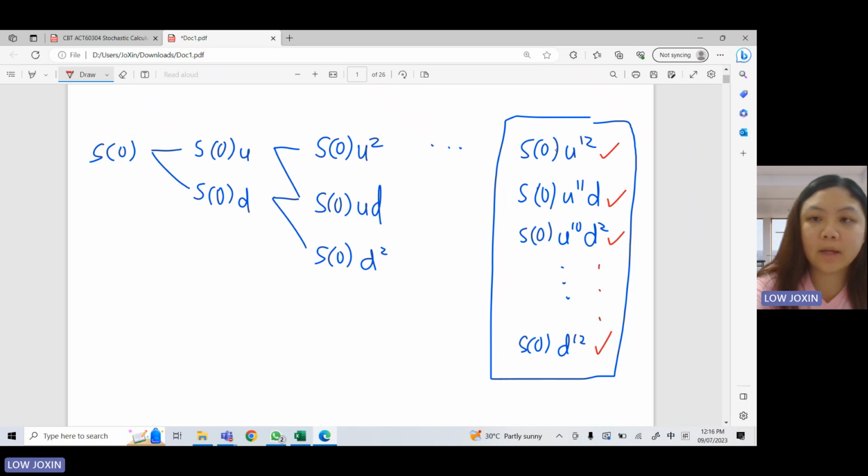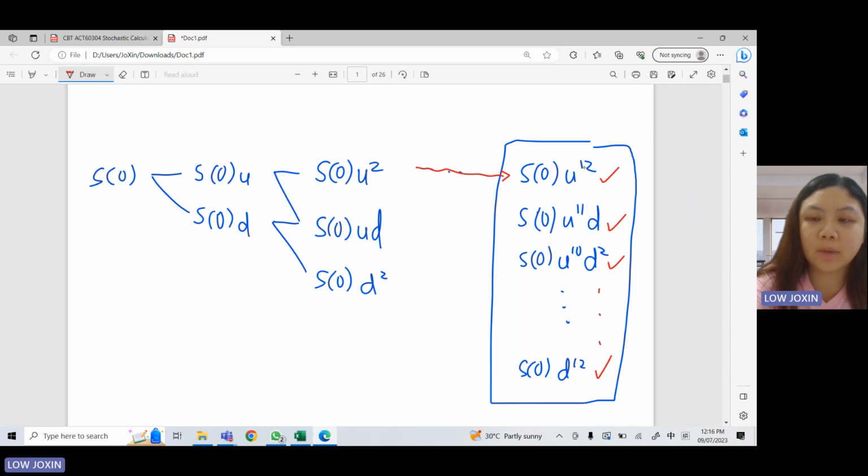But then for every node, we not only have one possible way to reach that node. So for this one, we will only have one possible way to reach this u power 12, because the only way is to go up 12 times. Means that we will go to u and go to u and go to u again up until I reach here. So there is only one possible way to reach this.